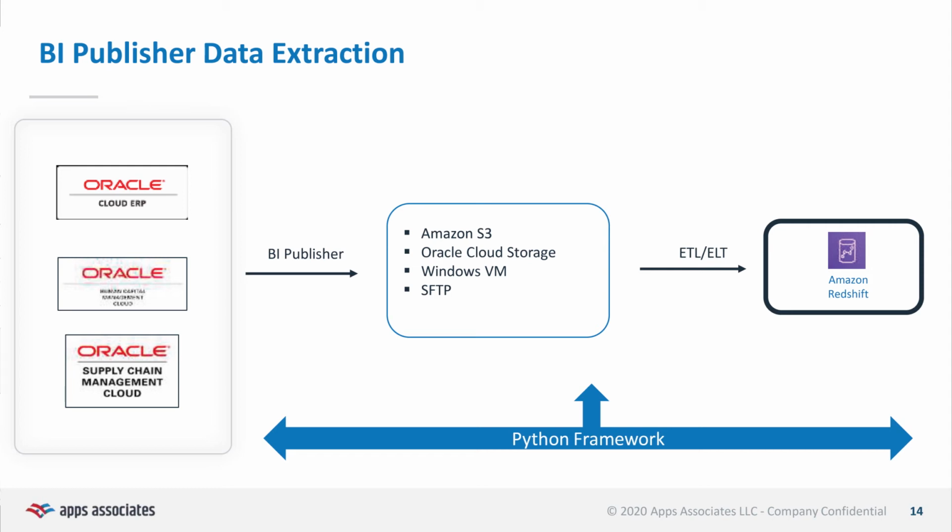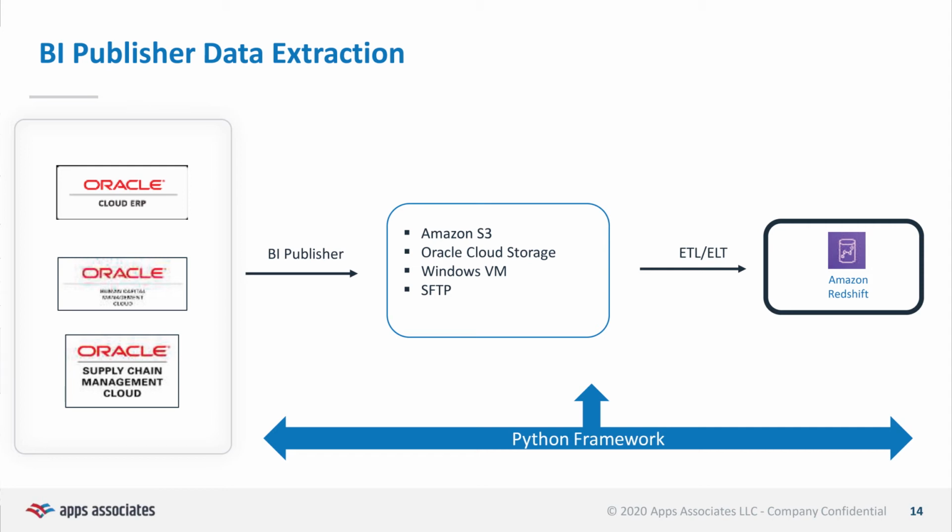BI Publisher is another option in cloud applications. It has been there for a long time. This is one of the extraction methods a lot of customers use to extract the data. All you need to do is write your own custom SQL using a single table or multiple tables, and then you create data models and reports to generate output files.